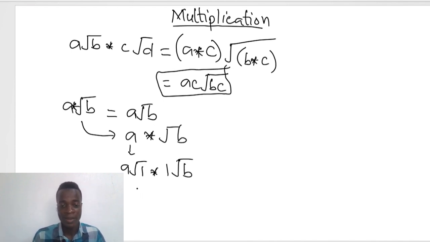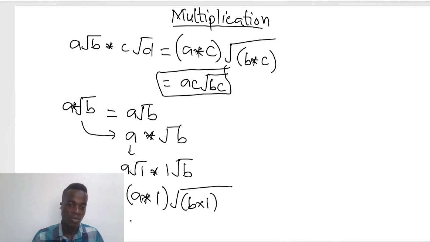So what we have at the end, following the multiplication rule, is that those outside, a and 1, give a times 1, and the square root of those inside, b and 1, gives b times 1. So they are multiplying. Then at the end of the day you have a root b. A root b will be the final answer, because a times 1 is a and b times 1 is b. That's how to do the simple multiplication.